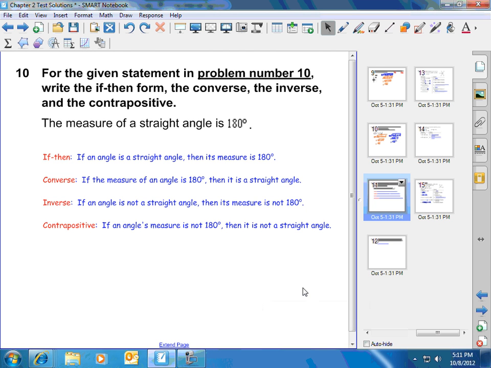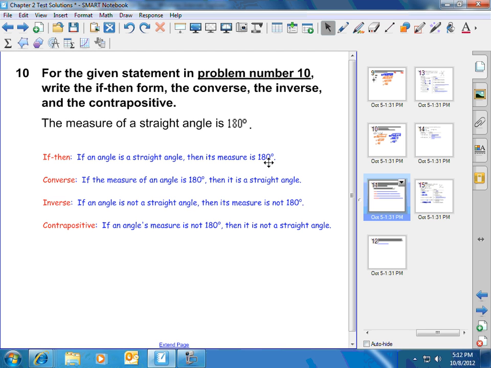Okay, for number 10, given the statement, you're supposed to write it in the if-then form. It's converse, its inverse, and its contrapositive. So you could say something like this: if an angle is a straight angle, then its measure is 180.